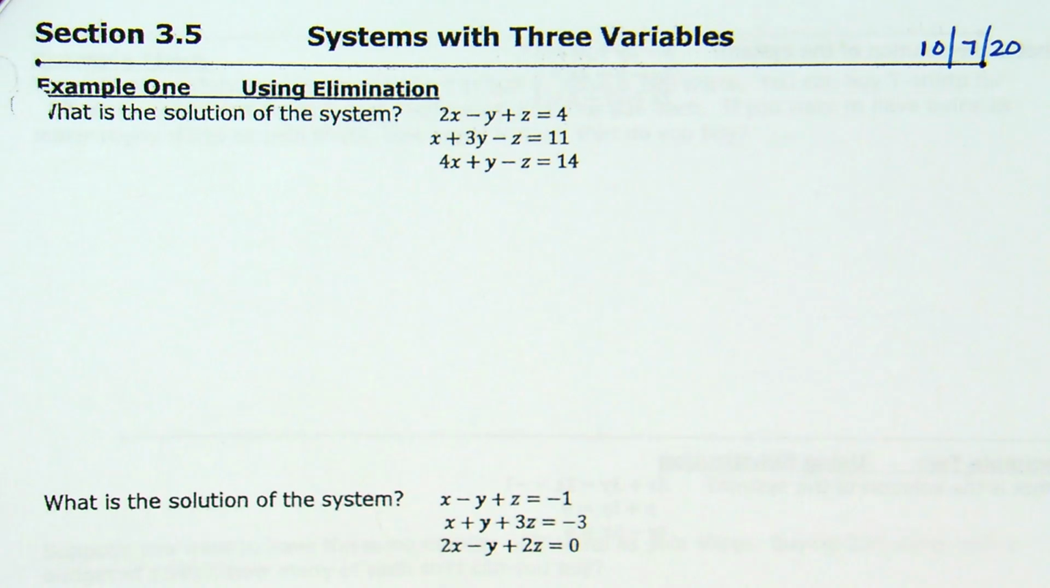So lesson 3.5 is systems of equations, but notice what's different. Instead of the 2 we're used to, there are 3. 3 equations means there are 3 variables. We're not just talking x and y, we're talking x, y, z.